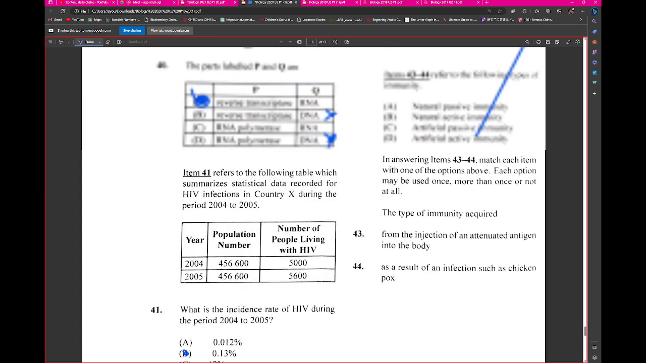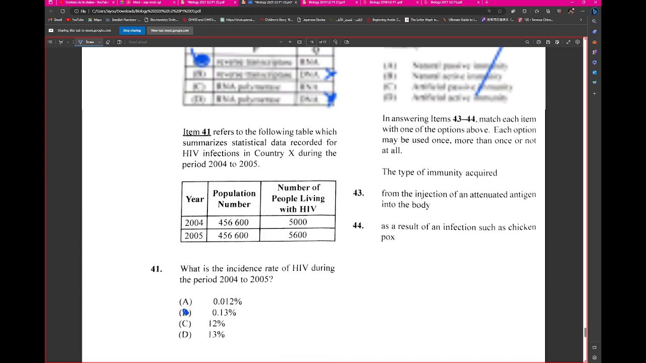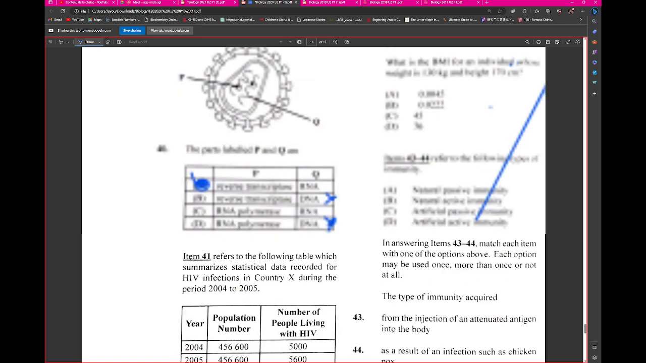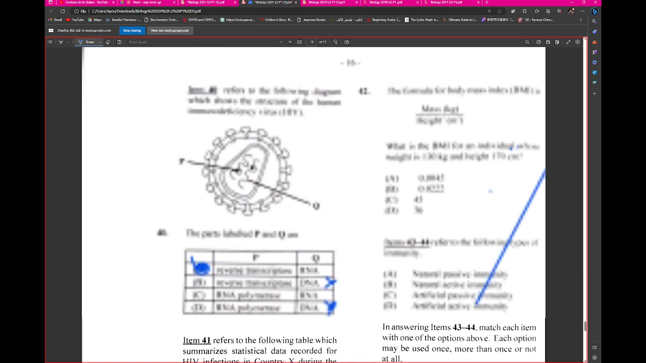Alright, so that's that. Up here now, it's talking about BMI once again. Give it a second for it to load properly.